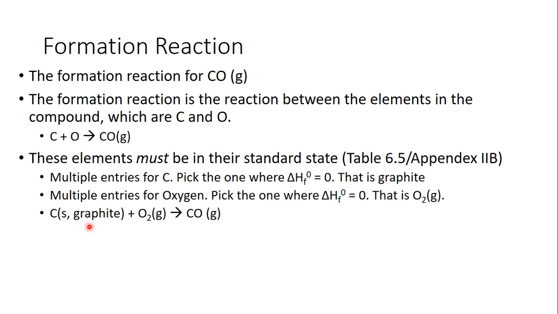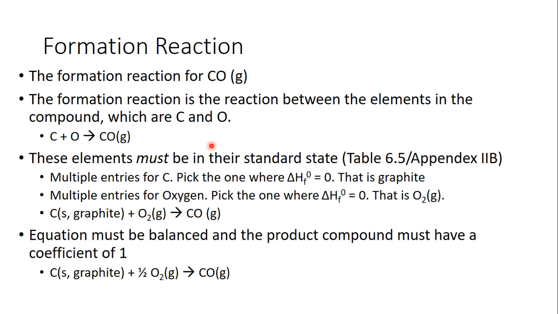So to make carbon monoxide, it's solid carbon plus O2 gas goes to CO. But we have to balance this. And the product compound usually always must have a coefficient of 1. So that's why we get this funky 1/2 mole of oxygen makes carbon monoxide. Okay?